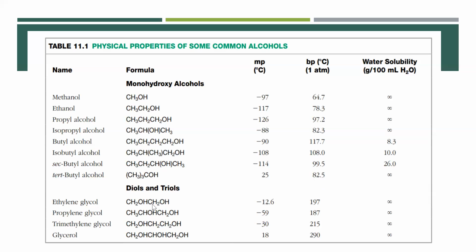And the greater the number of OH, you have your diol, triol, you can expect the boiling point to also be greater than if you have only one OH in your compound. Okay, and of course, expect the solubility to decrease as the number of carbons increases. So at a very few number of carbons, expect the solubility in water to be infinite, but with an increase in the number of carbons, solubility decreases.